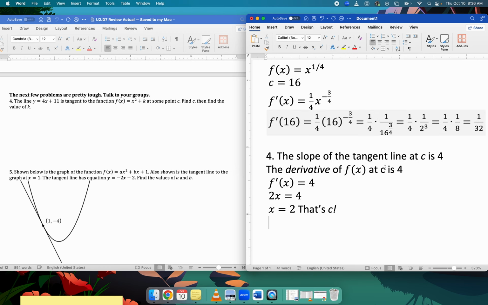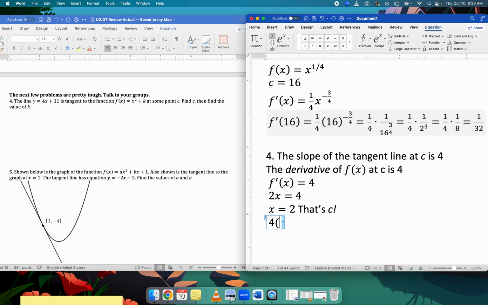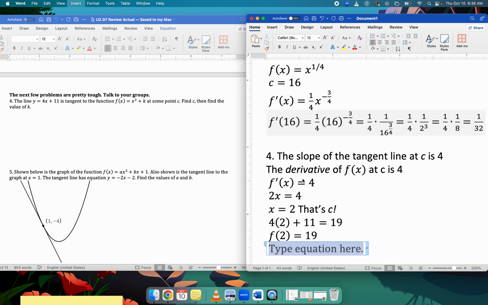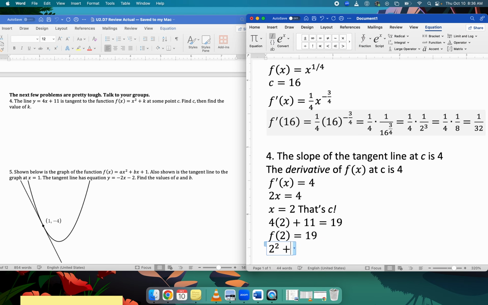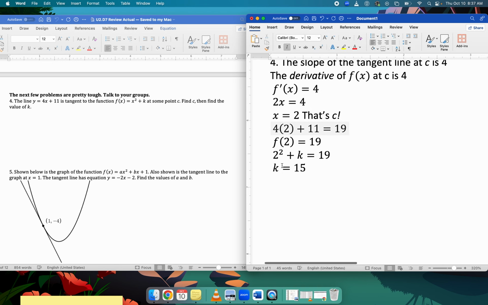So what is the value of this function at 2? It's 4 times 2 plus 11, which is 19. That means that the quadratic function, f of 2, must also be equal to 19, which tells you that 2 squared plus k is equal to 19, which tells me that k is equal to 15. Okay, cool.